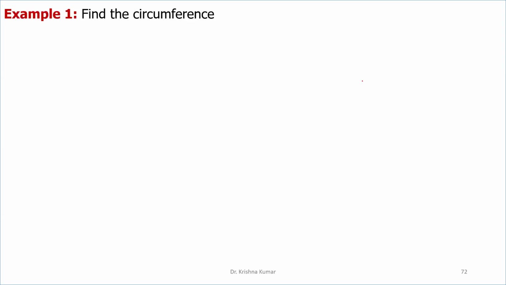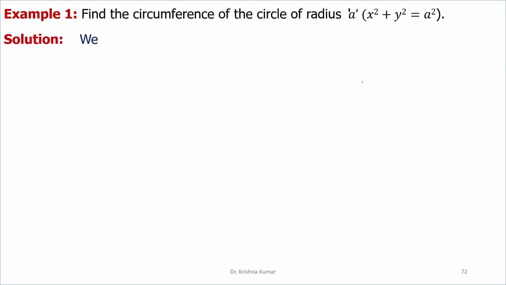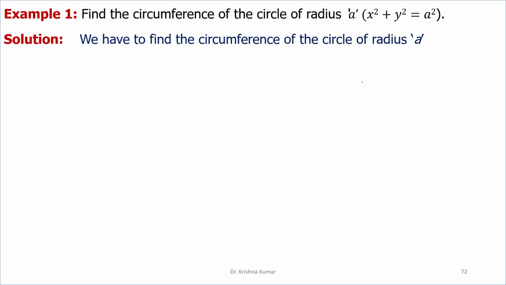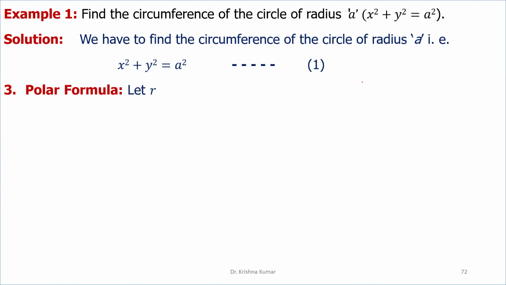Now in this lecture, we take the same example that we have taken in the previous two lectures. So we have to find the circumference of the circle of radius a, that is x square plus y square equal to a square. Here, to find the rectification of this circle, we use the polar formula.